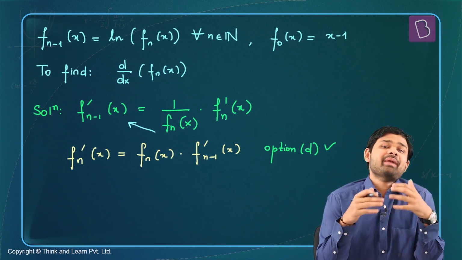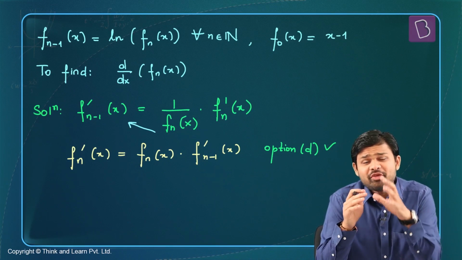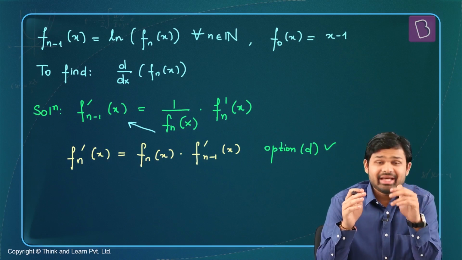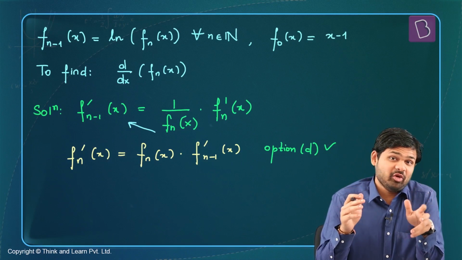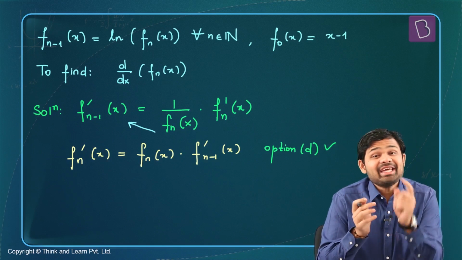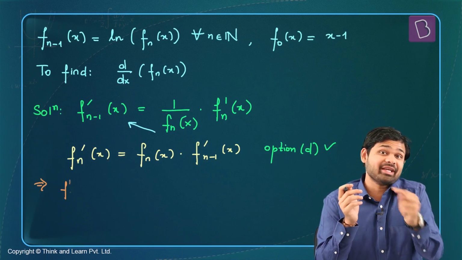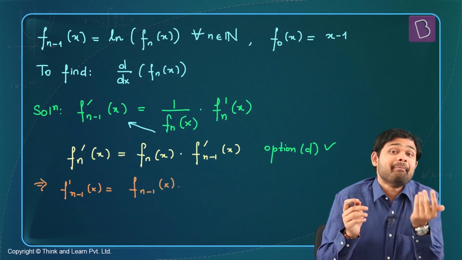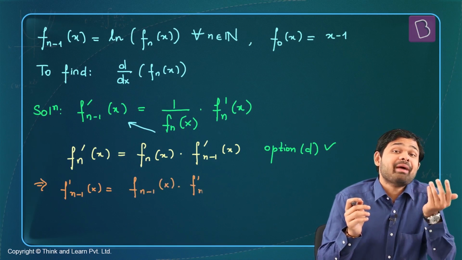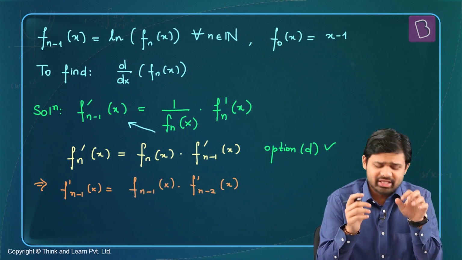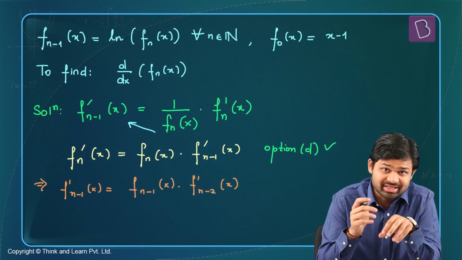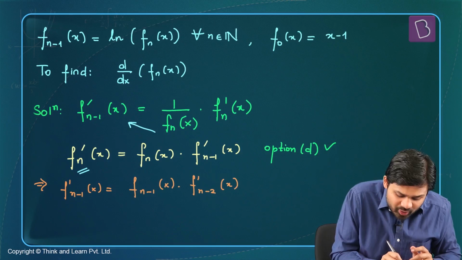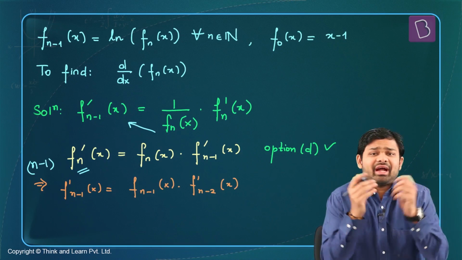So let's see if we can manipulate further. If the derivative of f_n(x) is f_n(x) multiplied by the derivative of f_{n-1}(x), I can write the derivative of f_{n-1}(x) as f_{n-1}(x) multiplied by the derivative of f_{n-2}(x). What did I do in the expression for the derivative of f_n(x)? I replaced n with n minus 1, and everywhere I did the same thing.